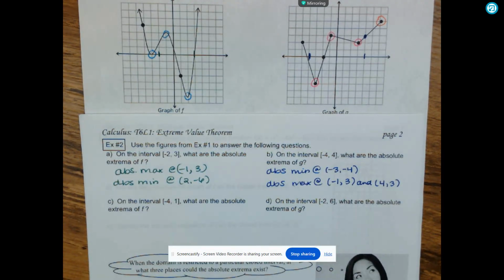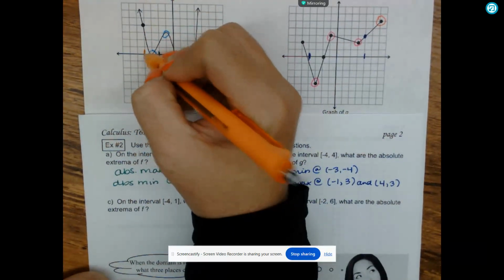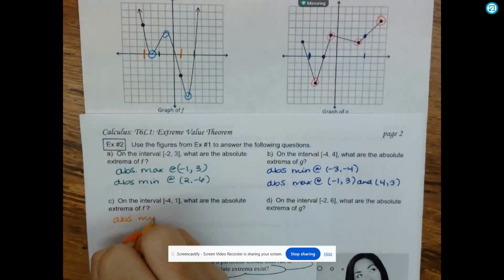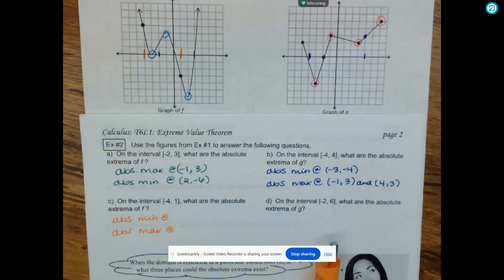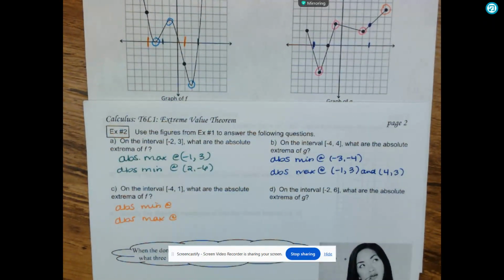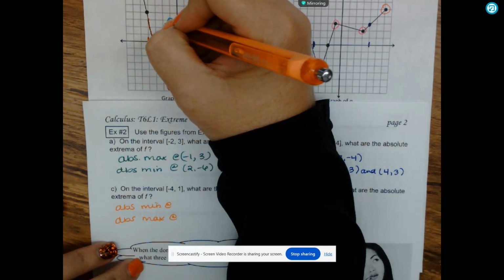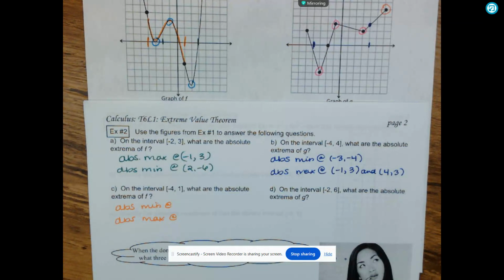All right, letter C. -4, 1 is our interval. So let's see, -4. So 1, 2, 3, so that's here to here. -4, 1. And we're looking for absolute min and absolute max. Okay, so I'm just going to draw real quick. So if we're here, right? It's like this part of the graph is what I'm talking about. Does everybody see that? From -4 to 1.